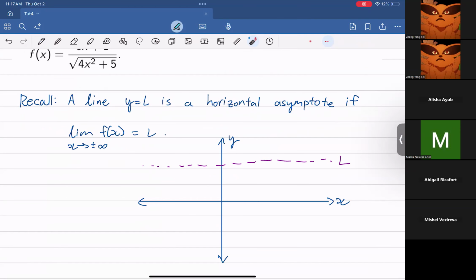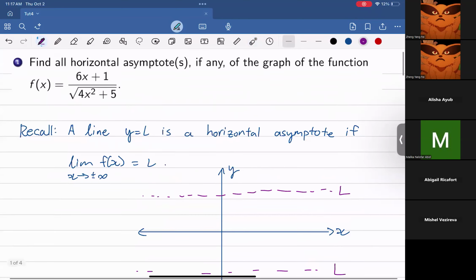Something to be mindful of is that x goes to positive and negative infinity, and you need to check both cases because sometimes I might have two asymptotes, right? So for example, this line could be L, and the function might behave something like this. So you'll have two horizontal asymptotes, and that's why you need to check both the positive and the negative side. So now let's take a look back at our question.